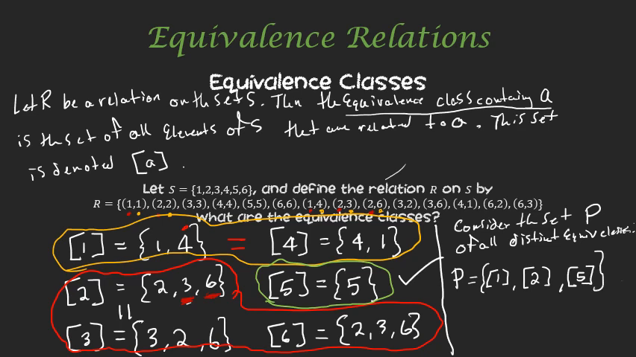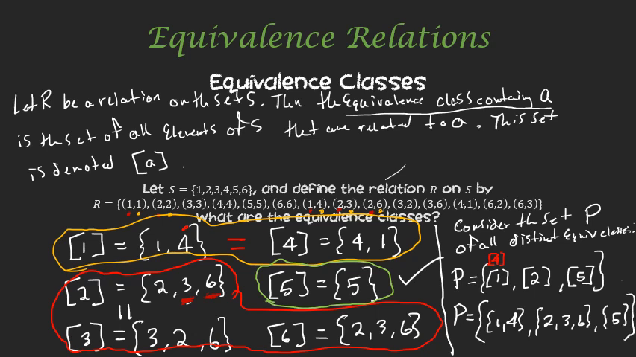We could have written this differently, right? Because we know the equivalence class containing 1 is the same as the equivalence class containing 4. So we could have written the equivalence class containing 4 here instead. It doesn't matter. Let's expand those out now that we know what the equivalence classes are. So the equivalence class containing 1 is 1, 4. The equivalence class containing 2 is the elements 2, 3, and 6. And the equivalence class containing 5 is just the set containing 5.